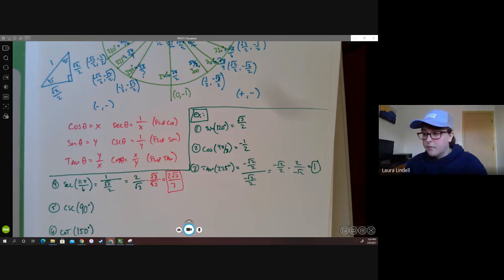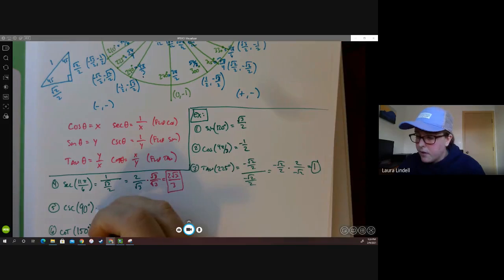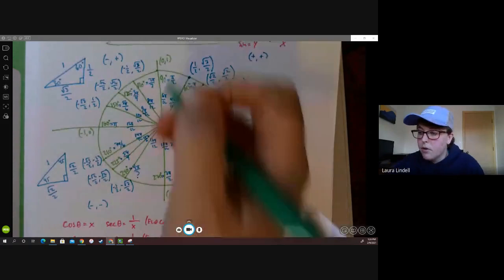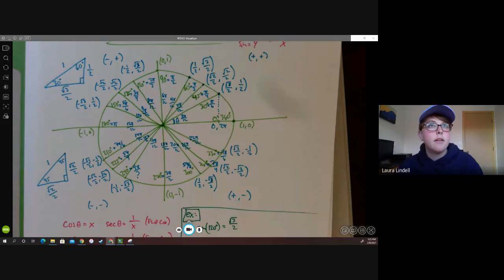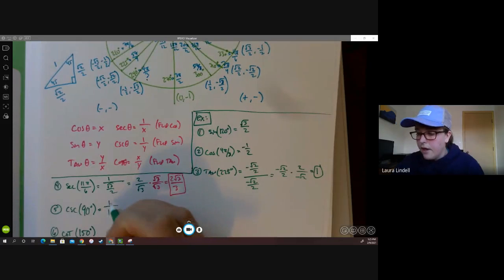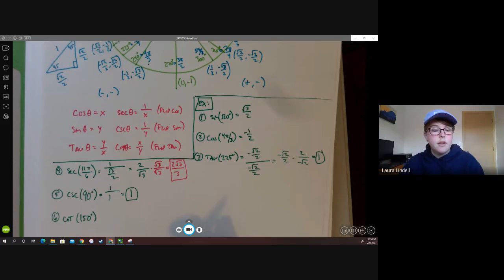Cosecant of 90. So that's where we flip sine, so it's 1 over the y value. So in this case, we look at 90 and go, okay, 90 is 0, 1. So 1 is my y value, which is my sine. And 1 over 1 is just 1. So cosecant of 90 is 1. If you get a 1 over 0 situation, it's just undefined.